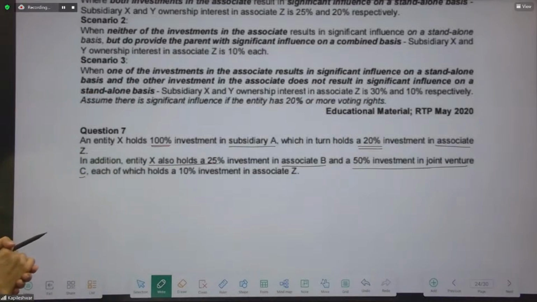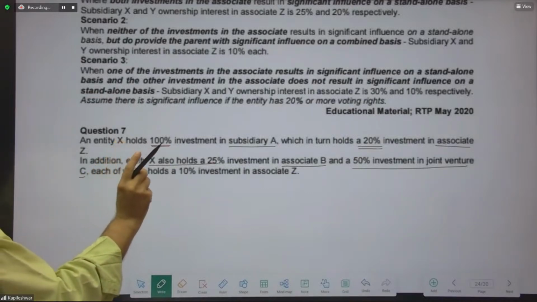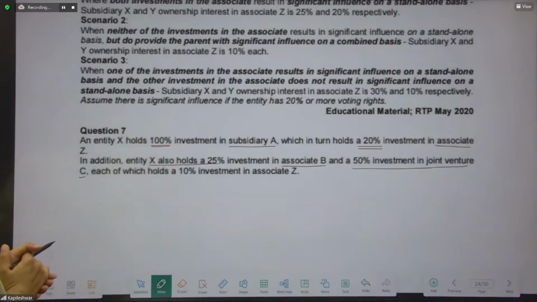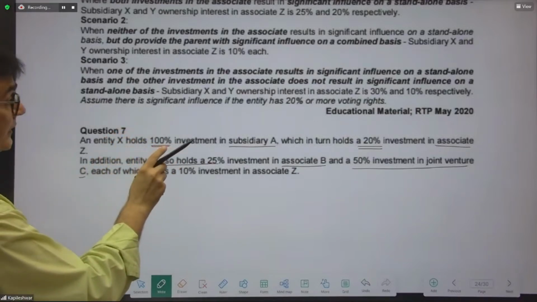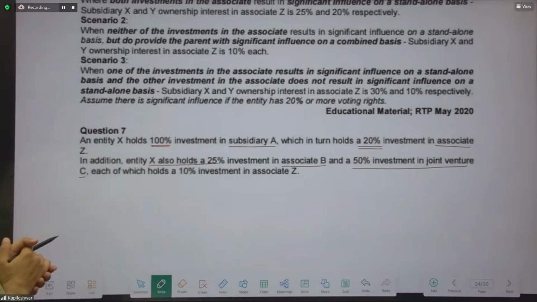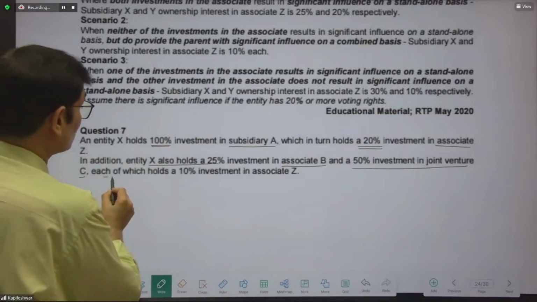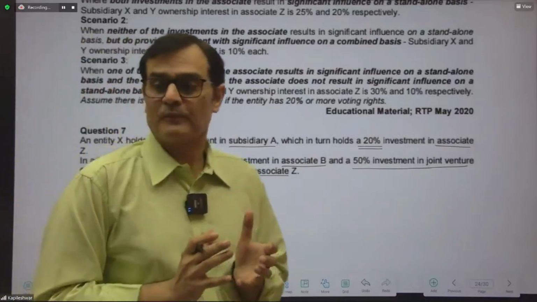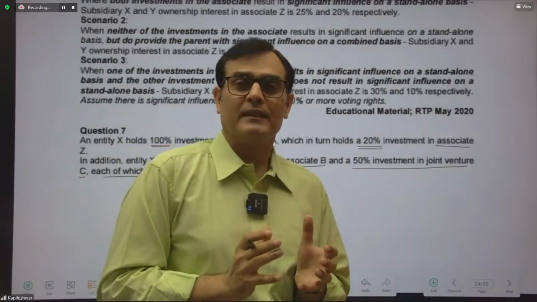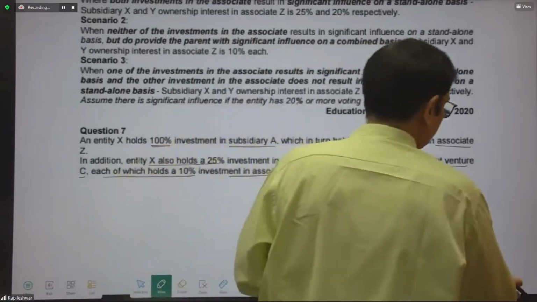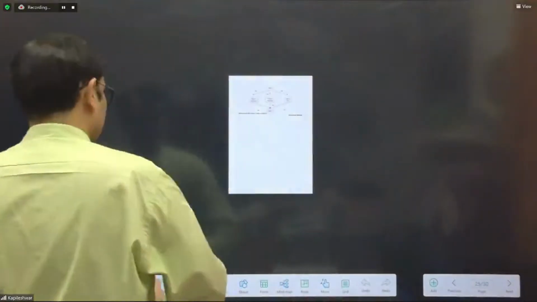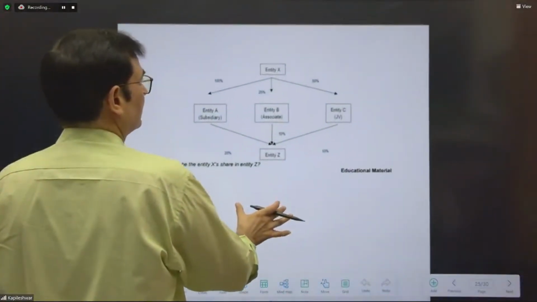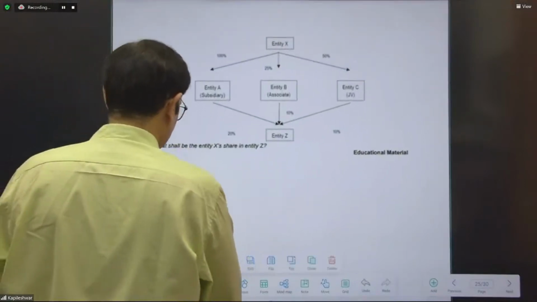So X has got a couple of investments. He's got investment in subsidiary A, associate B, and a joint venture C. And the subsidiary A has got investment in the associate Z, each of which also has got a 10% investment in Z. I think we need a diagram. We need to understand what various investments are there. So the diagram is also given for your reference. So this diagram is already given. So we can see all the inputs given in terms of the investments held.